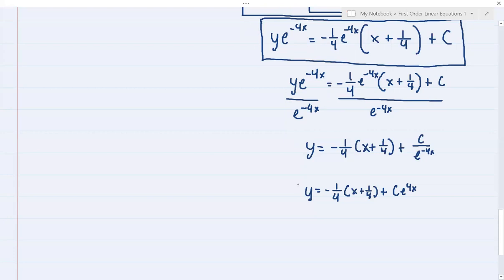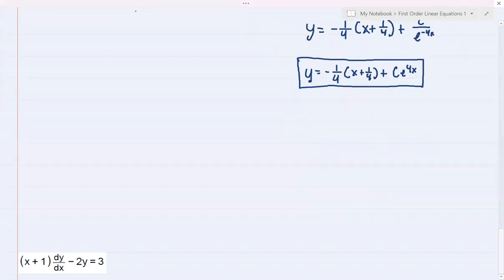Okay, so this is your final answer if you want to make your equation y in terms of x. Okay, so that's it. All right, now let's proceed to the last one.